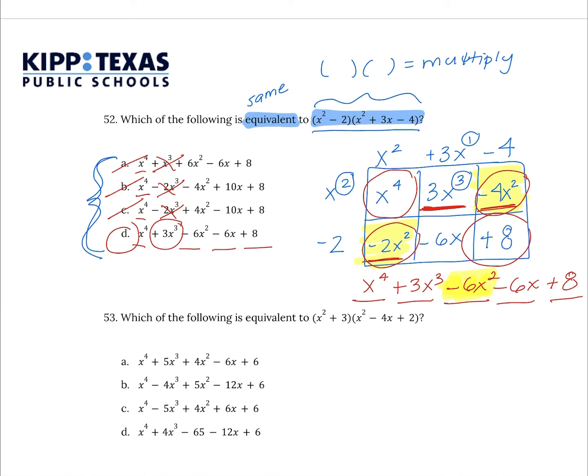Again, I went ahead and I multiplied them to get my answer. But if you don't want to multiply, put this in your calculator and then look for the answer choice that matches that graph. Okay? That's your second alternative.